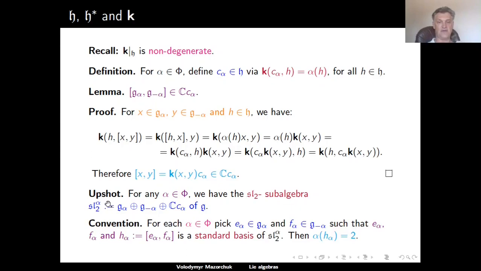And for each alpha, we can pick a basis of this SL2 subalgebra, the element E sub alpha in G sub alpha, F sub alpha in G sub minus alpha, and the element H sub alpha, which is a bracket of E sub alpha and F sub alpha, which form a standard basis of the corresponding SL2 subalgebra SL2 upper alpha. Under these assumptions, the value of alpha at the Cartan element H sub alpha will be equal to 2, because this is true for our standard basis in SL2. The adjoint action of H on E gives us 2E. So 2 is the root of SL2 for the standard basis.